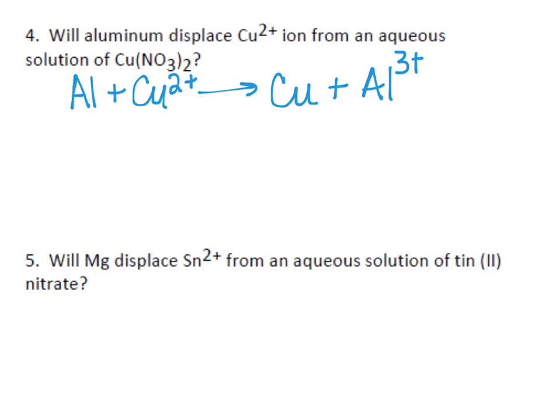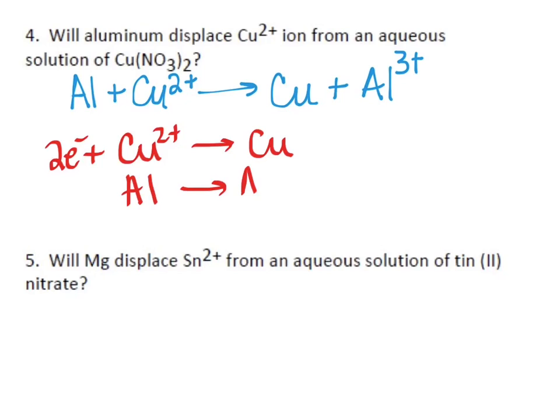So the next thing I do is get your half reactions. So copper 2+ to copper means I need to add 2 electrons as a reactant. Then I have aluminum to aluminum 3+, and I have 3 electrons. So the copper is the one that you're going to find on the reduction because it's the one that's being reduced.